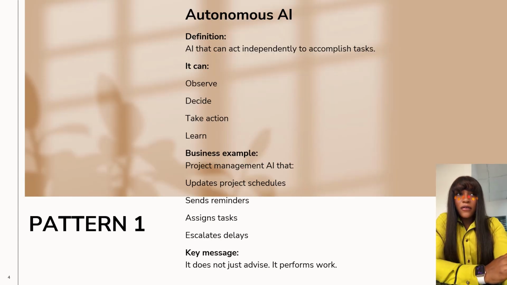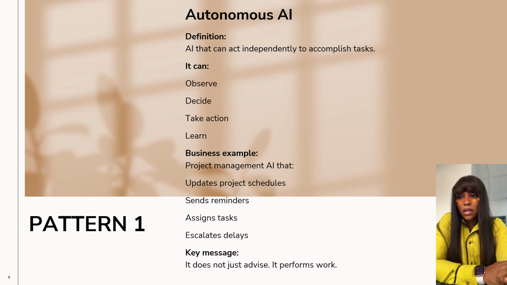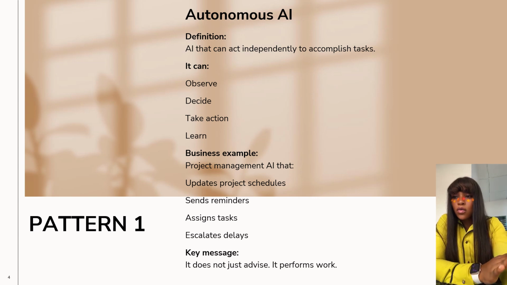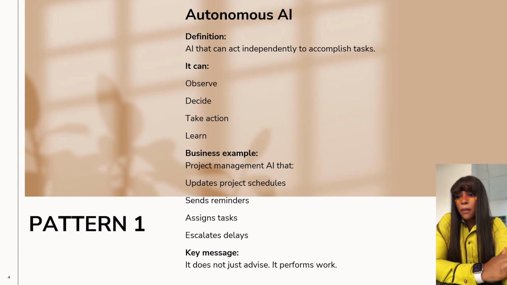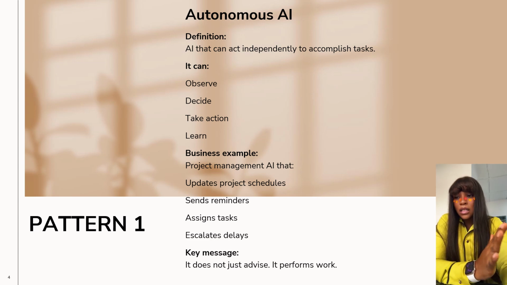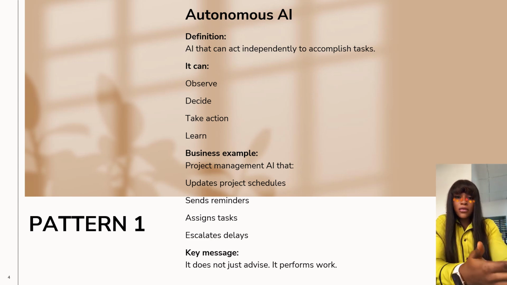Let's look at the first AI pattern from the 7 AI patterns. The first one is autonomous AI. Autonomous AI is exactly what it sounds like. It doesn't simply provide recommendations, it actually performs work. You give it a goal, it observes what is happening, it decides what should happen next, it takes action, and sometimes it even learns from the result.